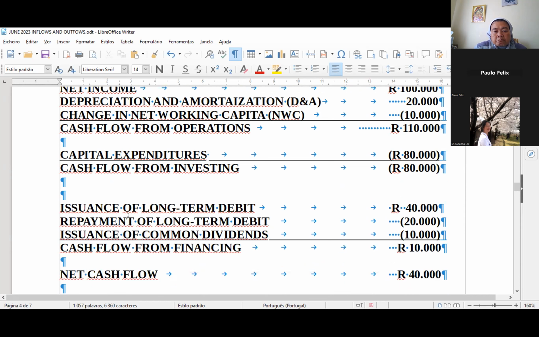Then you have issuance of long-term debt of 40,000, repayment of long-term debt of 20,000, and common dividends of 10,000. So the cash flow from financing is 10,000. So 40 as income, then 30,000 as expense comes to 10,000 profit. Then 110 minus 80 is 30, plus 10, it comes to 40,000. So the net cash flow is 40,000 runs.